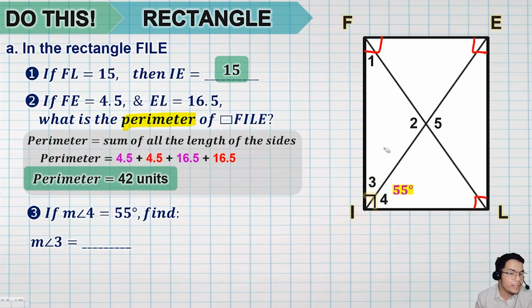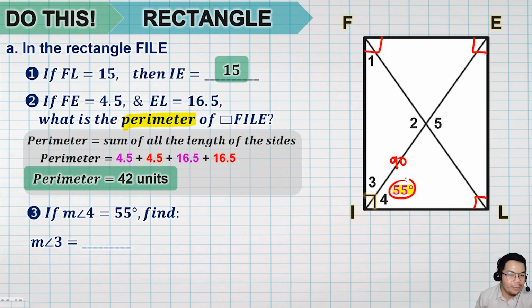Kasi wala naman tayong property ni rectangle na diagonals bisect opposite angles. That means, hindi hinahati ng diagonal na to si 90 degrees. At kahit hatiin niya yan, 45 degrees ang kalahati ng 90. Hindi 55. So, hindi applicable yung property na yun because ang property na yun ay para sa square at sa rhombus lamang. Pero magagamit natin yung idea na ang measurement ng angle na yan, which includes angle 3 and angle 4, will be 90 degrees.